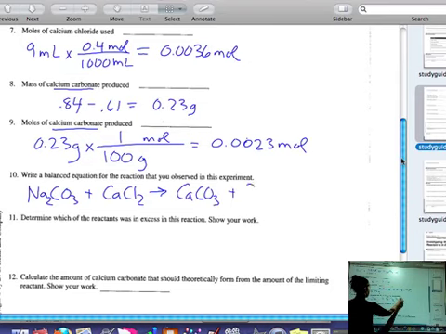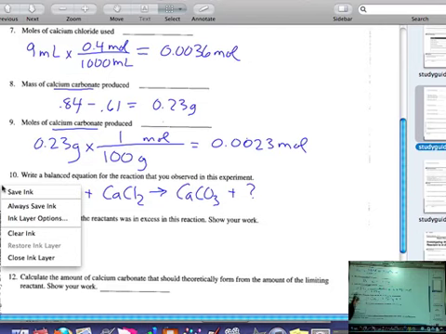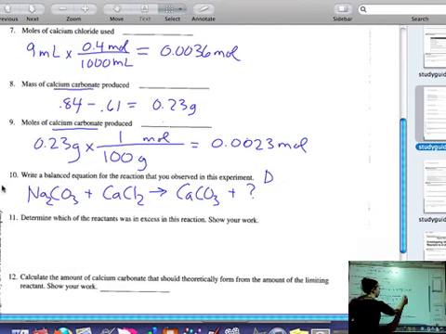What else? Okay, definitely a double replacement. Oops, don't do that. I'll mark it over here. Definitely a double replacement reaction. So, you guys should be able to identify the other product and then balance the equation. Okay, now, we've got to jump back to determine which of the reactants was in excess.